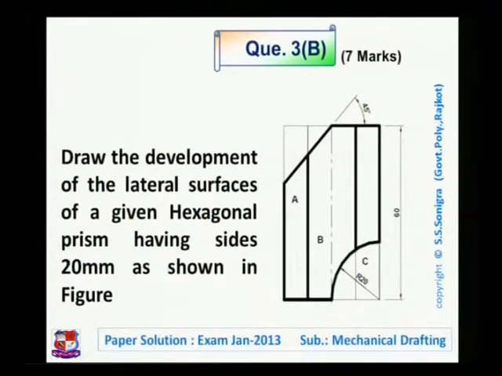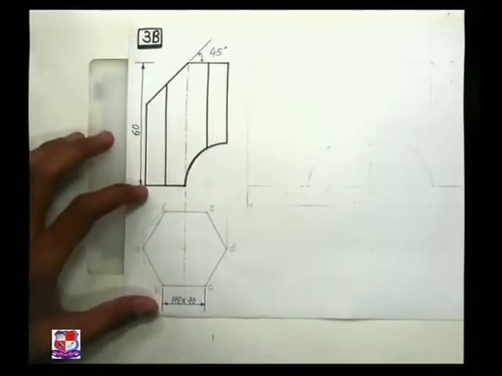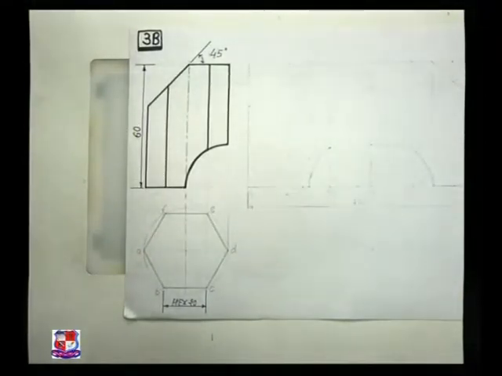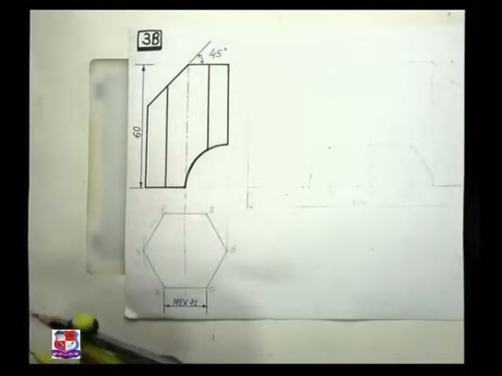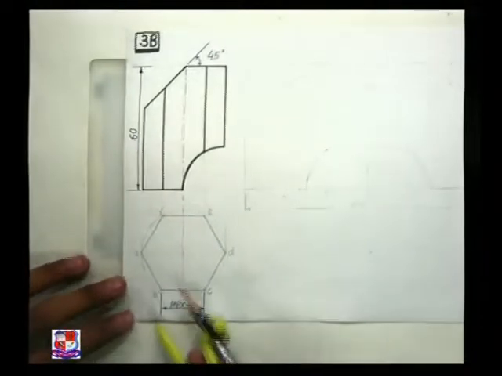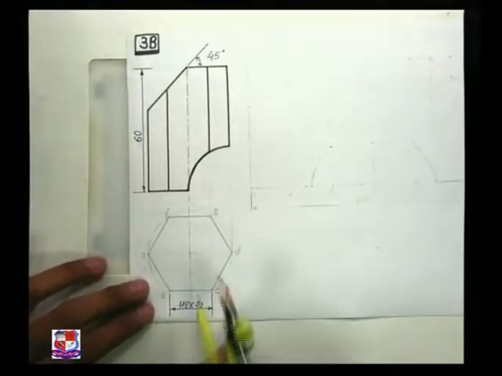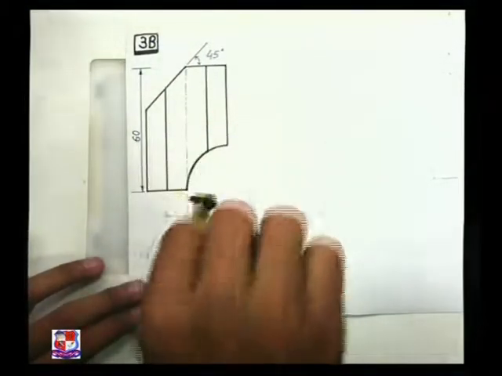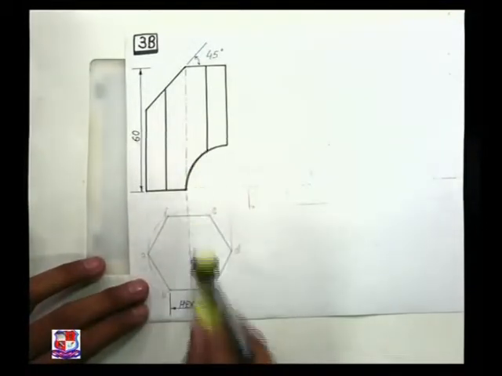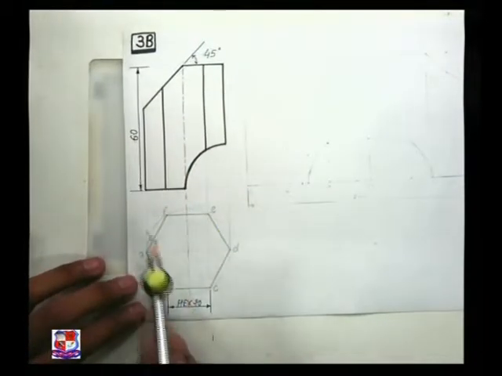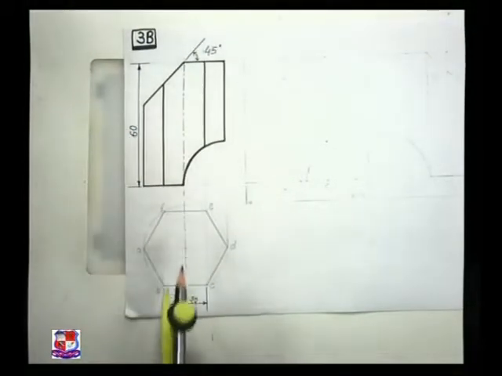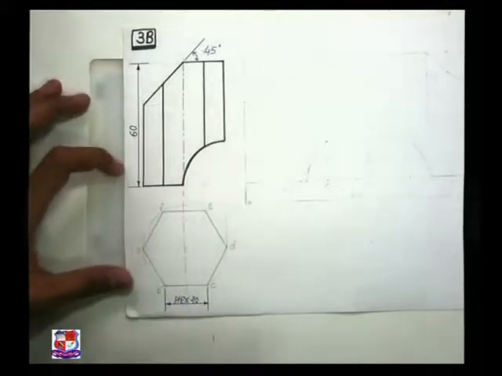So for that, first we draw a hexagon of the given dimension, that is 20 mm side length. We know how to draw a hexagon of 20 mm side length. So for that, let me take a distance of 20 mm on our compass and draw a circle of radius 20 mm like this. After drawing this circle, draw a vertical center line and a horizontal center line like this. As we have to draw the hexagonal prism such that 2 sides are parallel to the XY line.